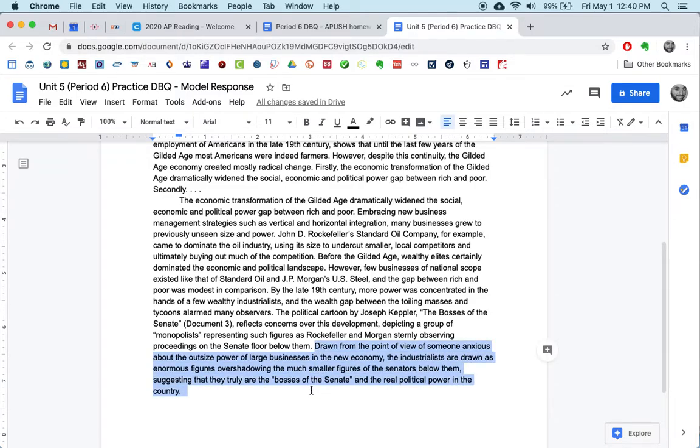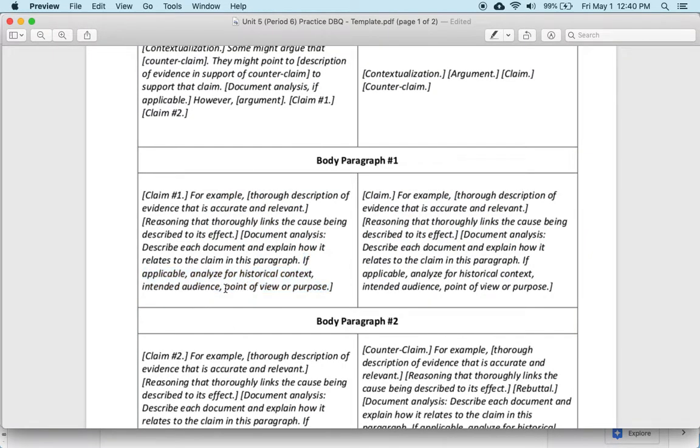Drawn from the point of view of someone who is anxious about the outsized power of large businesses in the new economy, the industrialists are drawn as enormous figures overshadowing the much smaller figures of the senators below them, suggesting that they truly are the bosses of the Senate and the real political power in the country. I use point of view. A lot of people gravitate towards point of view because it's often the most obvious.